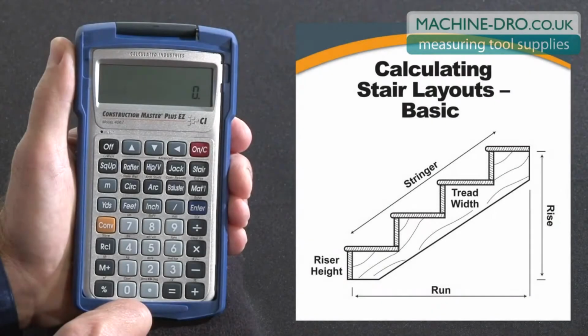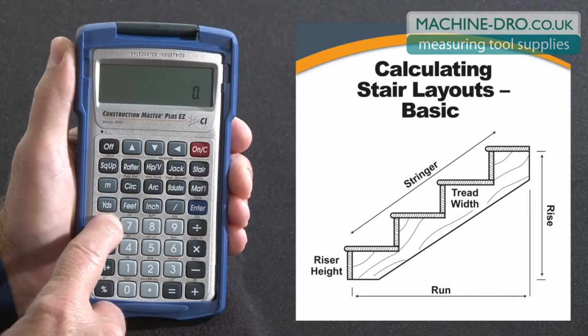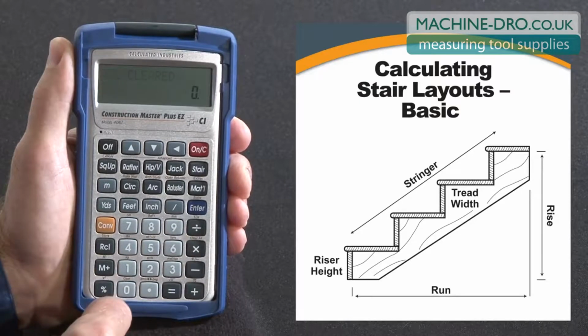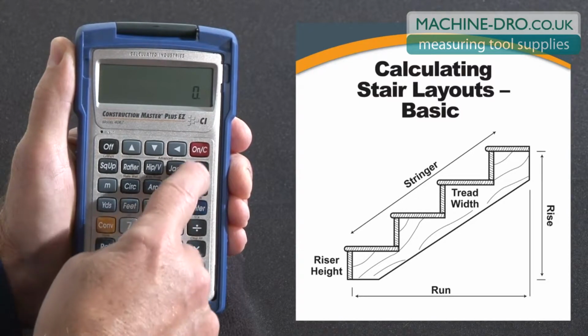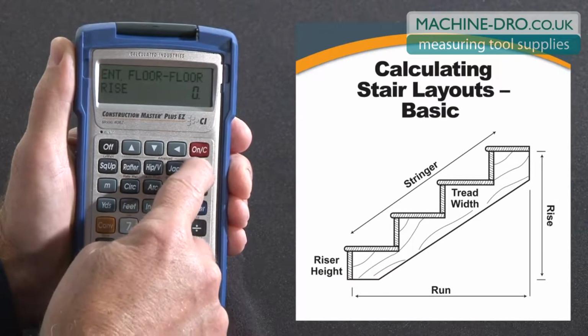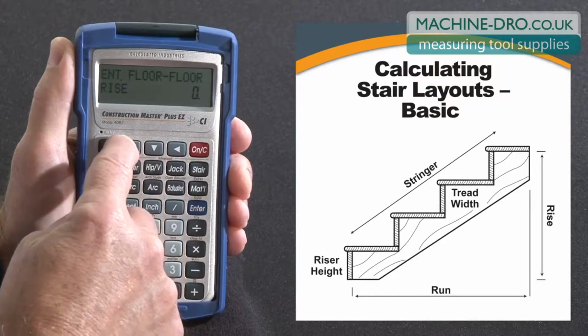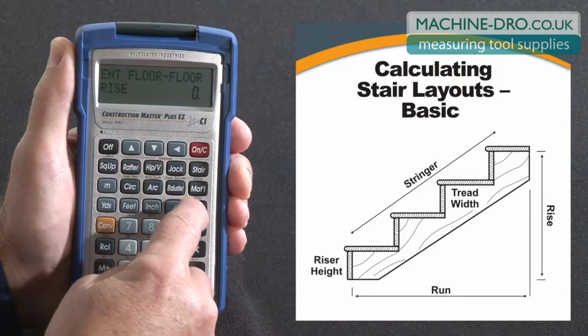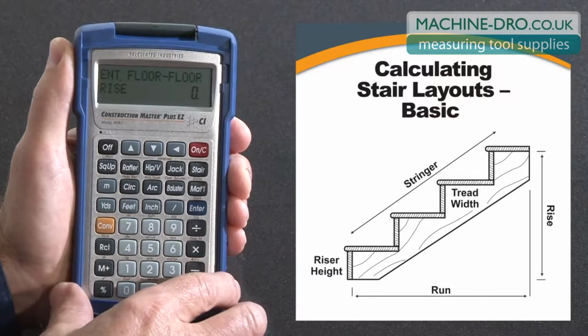Now let me show you how to solve for stair values using the basic stair function. Let me start off by hitting convert times, which clears everything out to a good starting point. Then I simply hit the stair function. And as I mentioned in the introduction, we can go through the stair function by pressing the stair key multiple times, by pressing the up and down arrow keys, or by entering the enter key. We're going to use the enter key for this example.